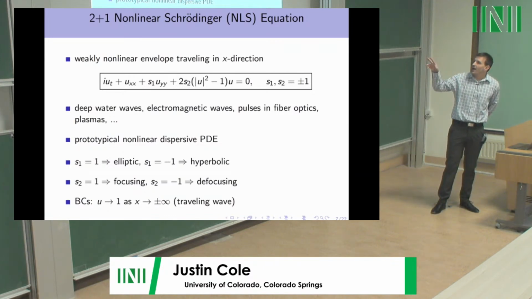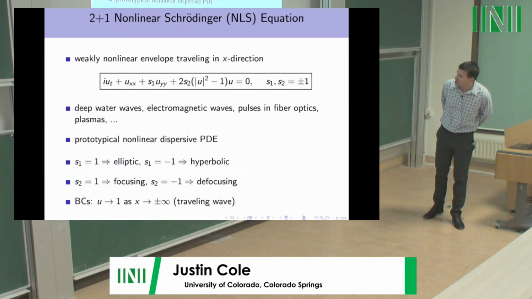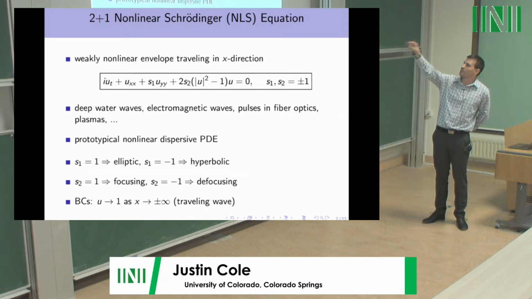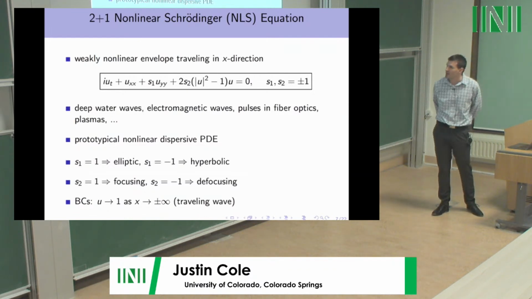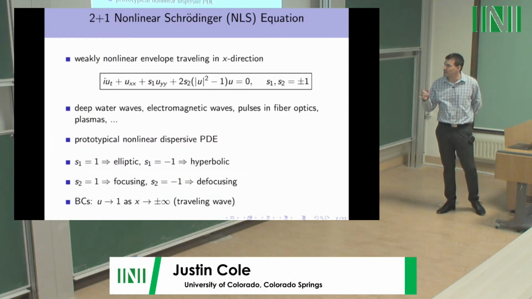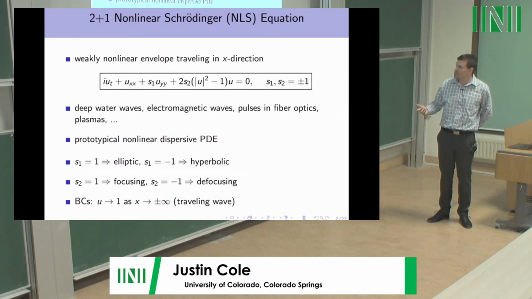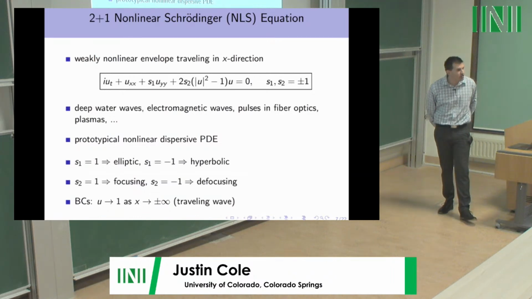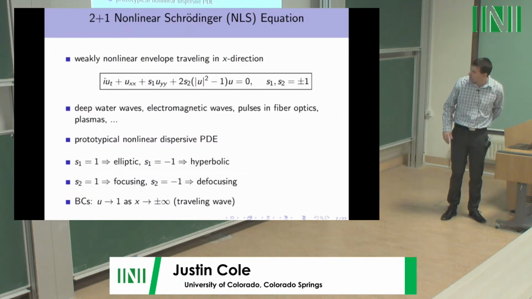Now, as I've non-dimensionalized it, there are a few parameters, S1 and S2, which will be plus or minus 1. If the sign in front of the y derivative there matches the x derivative, that's the elliptic case. If the signs disagree between the x and the y, that's what I'll refer to as the hyperbolic case. If the sign in front of the nonlinearity matches the sign in front of the x derivative, that's the self-focusing case. If they disagree, it's the self-defocusing case. Lastly, for a boundary value problem, let me prescribe some boundary conditions, namely u goes to 1 as x goes to plus or minus infinity, which corresponds to a traveling wave background.